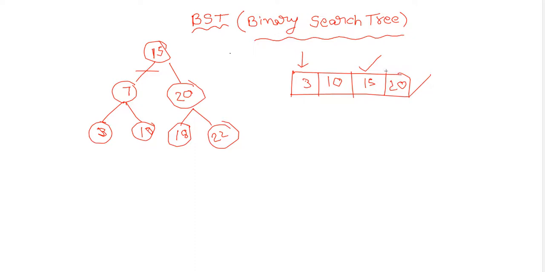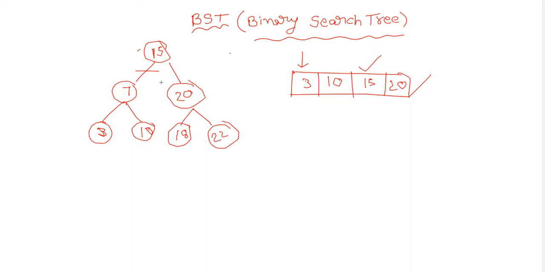Suppose it is a sorted array, I will use the binary search technique instead of linear search. It means I will go to the middle element and search. Whichever way you choose, the searching complexity is much less here in the tree.